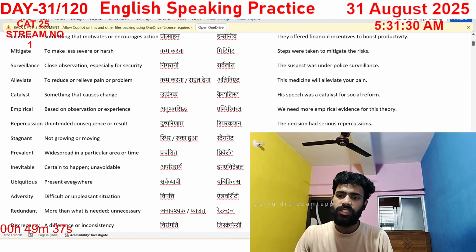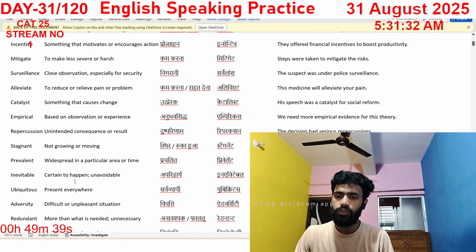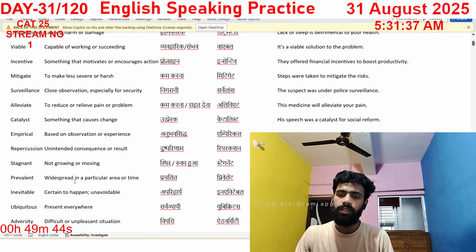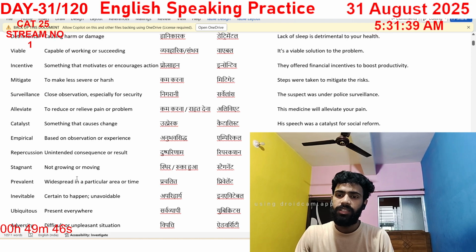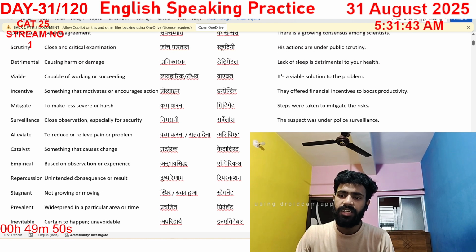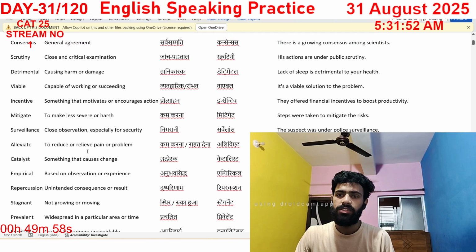Adversity, difficult situations or unpleasant situations. Ubiquitous, present everywhere. Inevitable, certain to happen, unavoidable. Prevalent, widespread in a particular area or time. Stagnant, not growing or moving. Repercussions, unintended consequences or result. Empirical means based on observation or experience. Catalyst, something that causes change. Alleviate means to reduce pain, problem, or relieve pain.